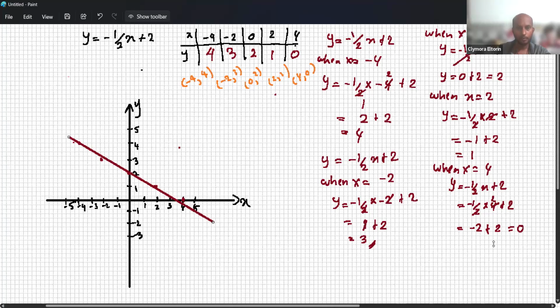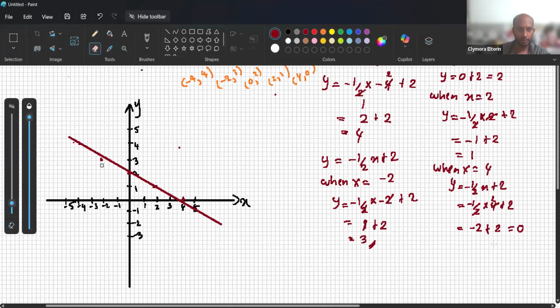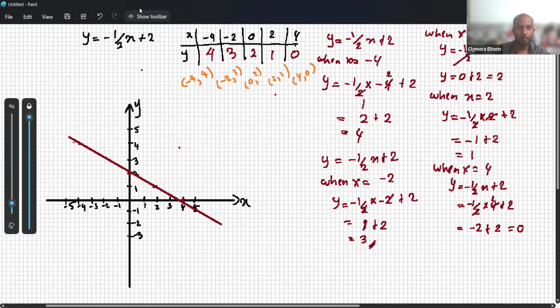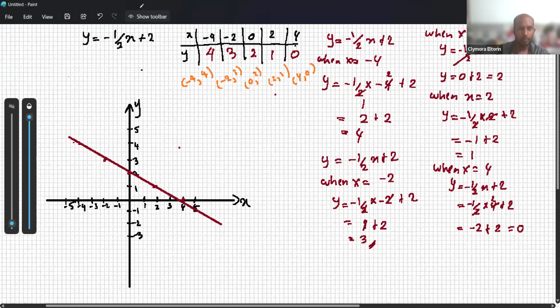Okay. Minus 2 and 3. Okay, this is the graph.